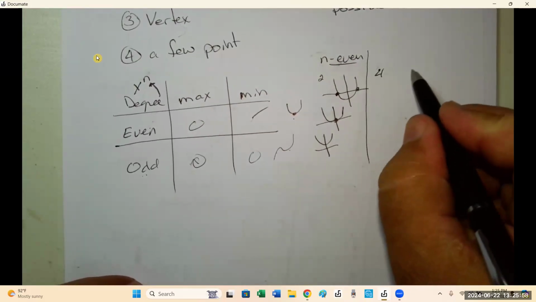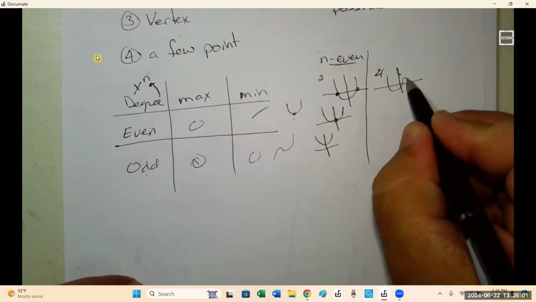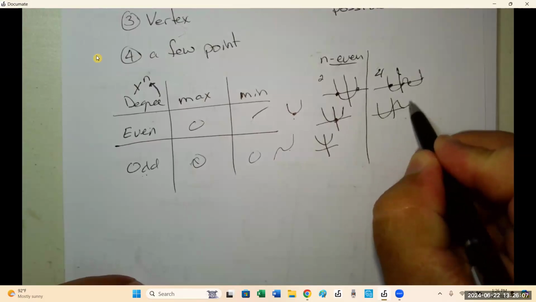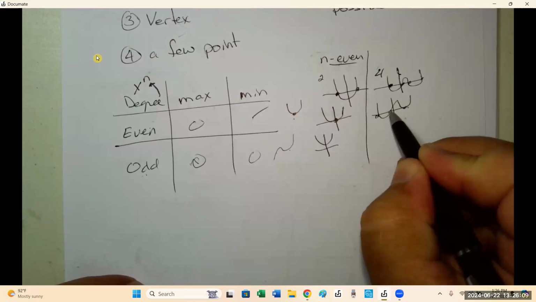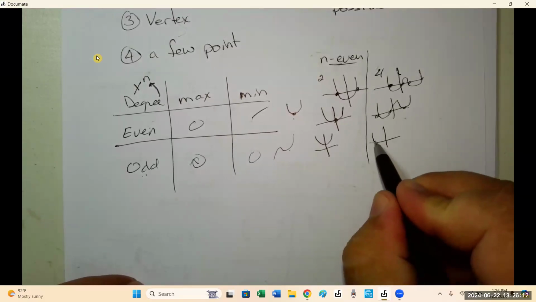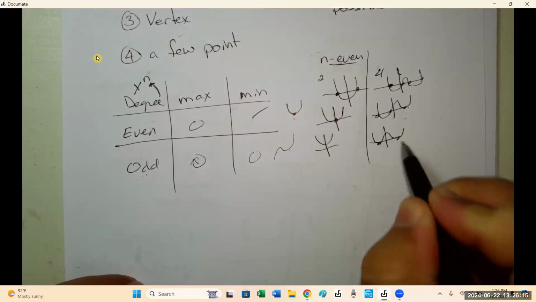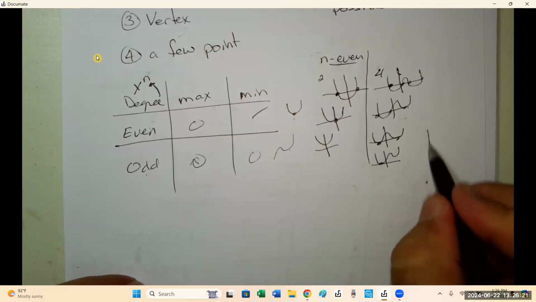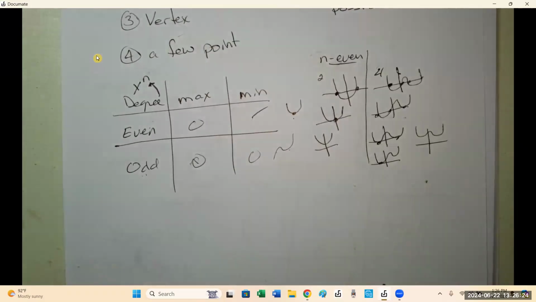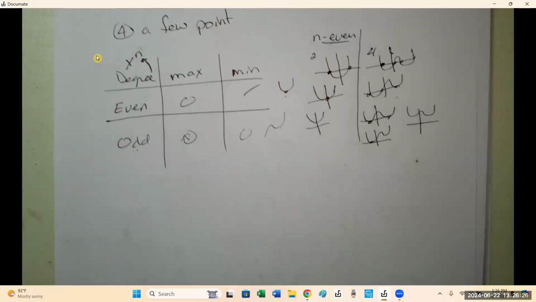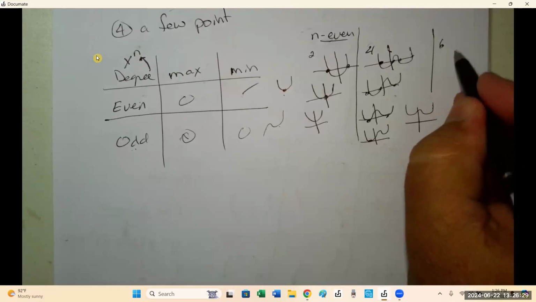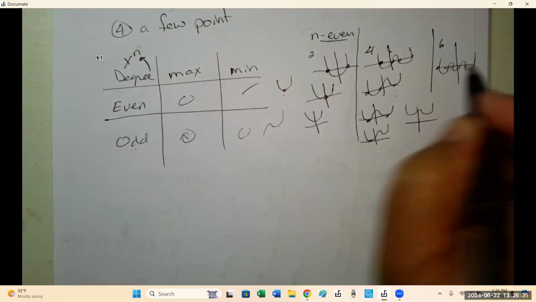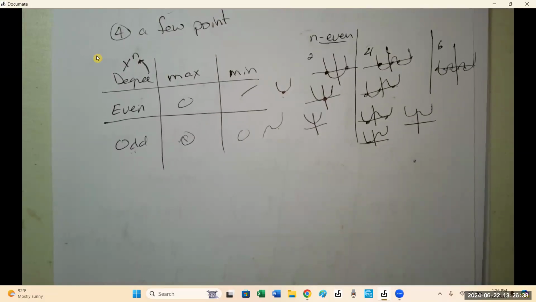If n is 4, our graph can look like this, meaning we have 4 solutions. It could look like this. We have 3 solutions. We have 2 solutions. We have 1 solution. Or we have no solutions. And likewise, if it's 6, we can have 1, 2, 3, 4, 5, 6 solutions, all the way down to no solutions.